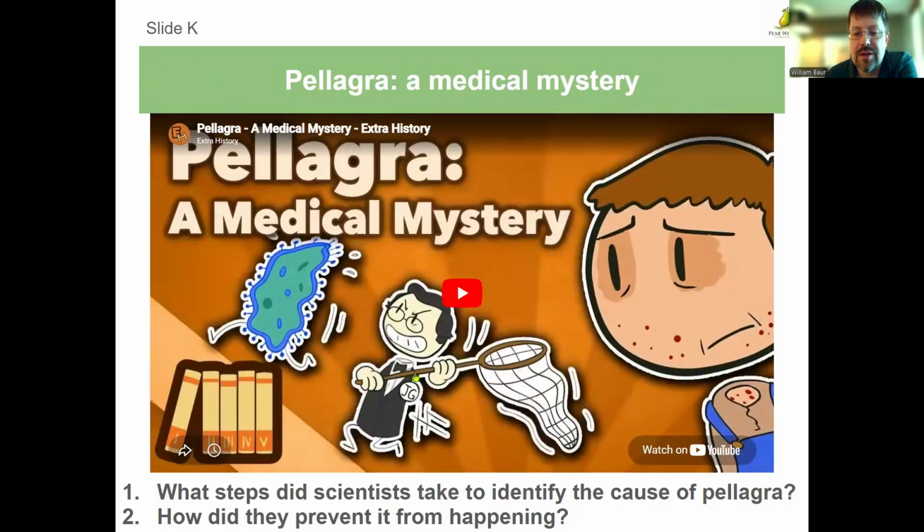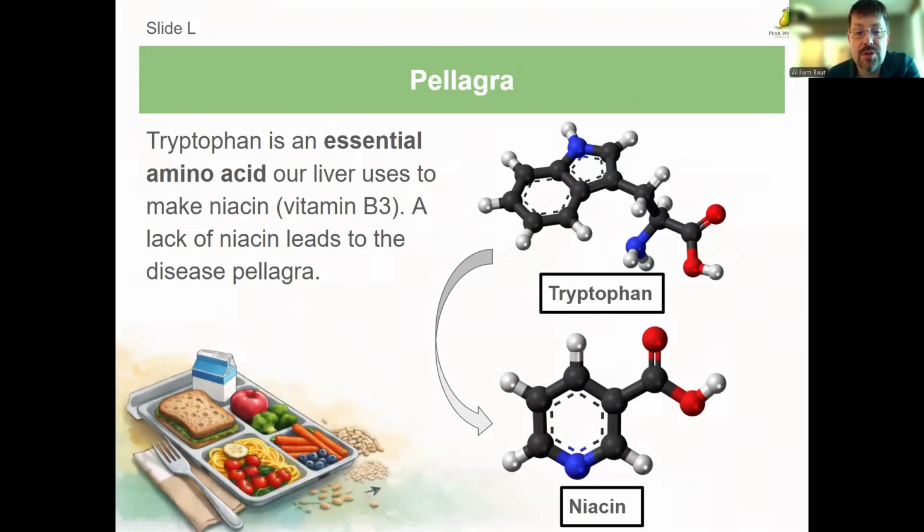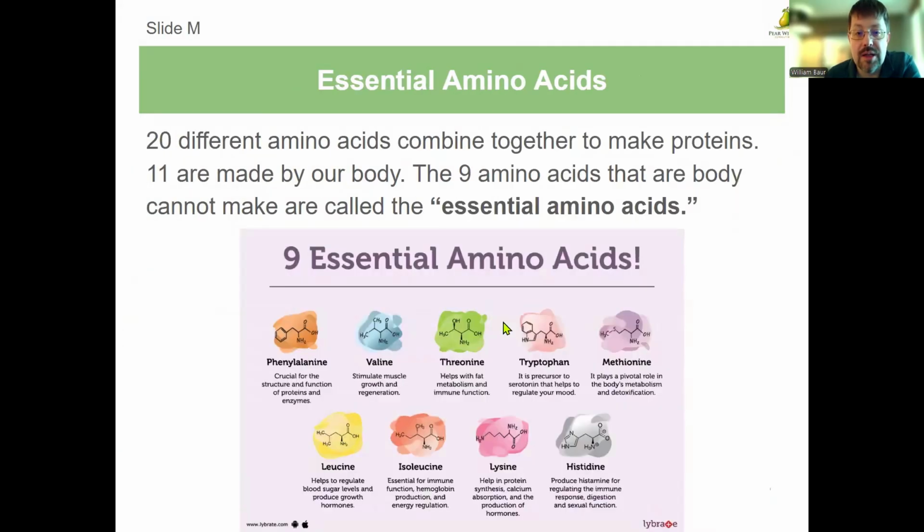And we learn more about this medical mystery through this very entertaining video about the pellagra medical mystery, and the various steps that they took to figure out what was going on. The conclusion that they come to is that pellagra is a disease that's caused by a lack of niacin, which is made by our bodies if we have tryptophan. So tryptophan is an essential amino acid, something we have to get from our diets.